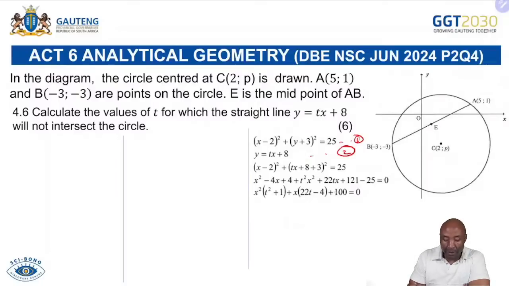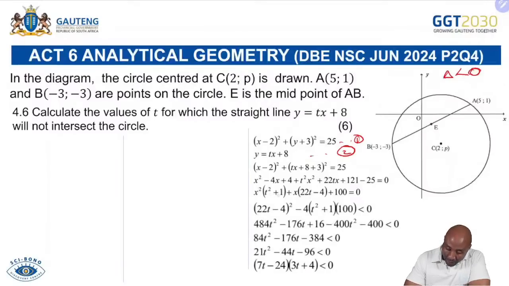As I indicated, for this one we use our nature of roots to help us check. So if the line does not intersect, it means our delta has to be less than 0 so that the equation will not have real solutions. So we evaluate our delta and we solve the inequality delta is less than 0. Our A is t squared plus 1, our B is 22t minus 4, and our C is 100. We substitute into our delta, and we should get 21t squared minus 44t minus 96 is less than 0.